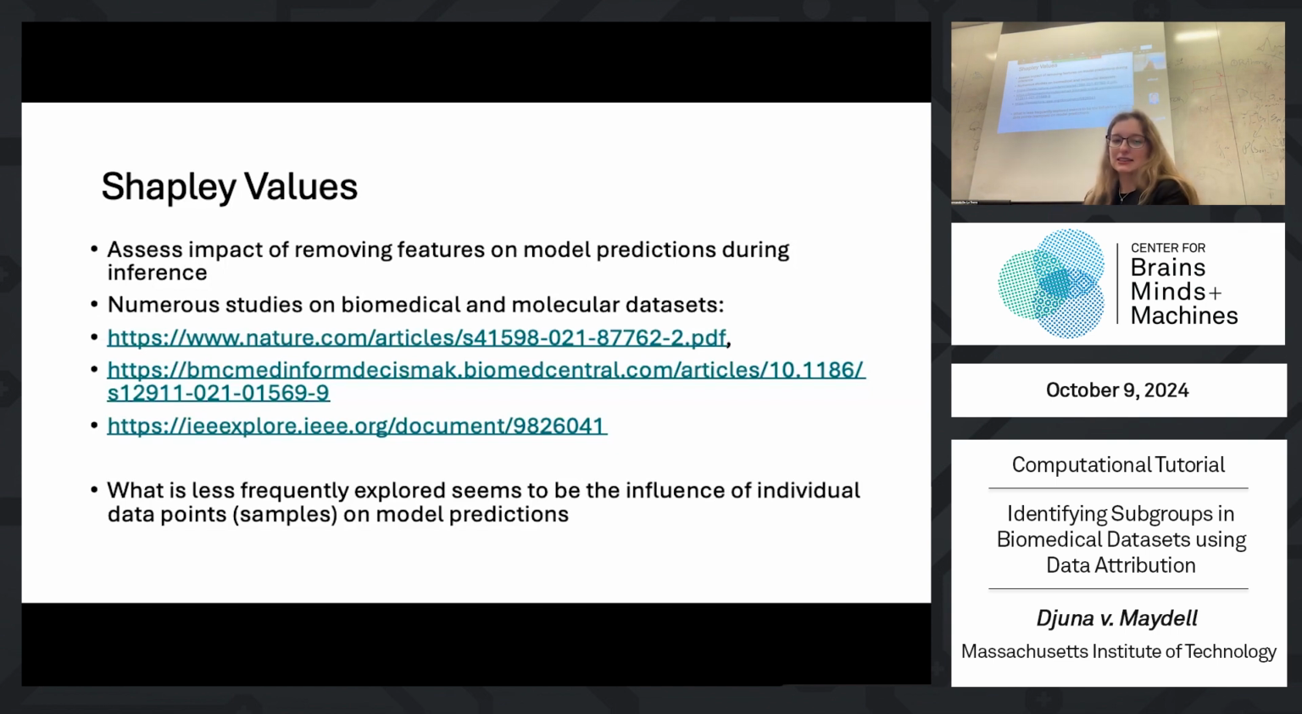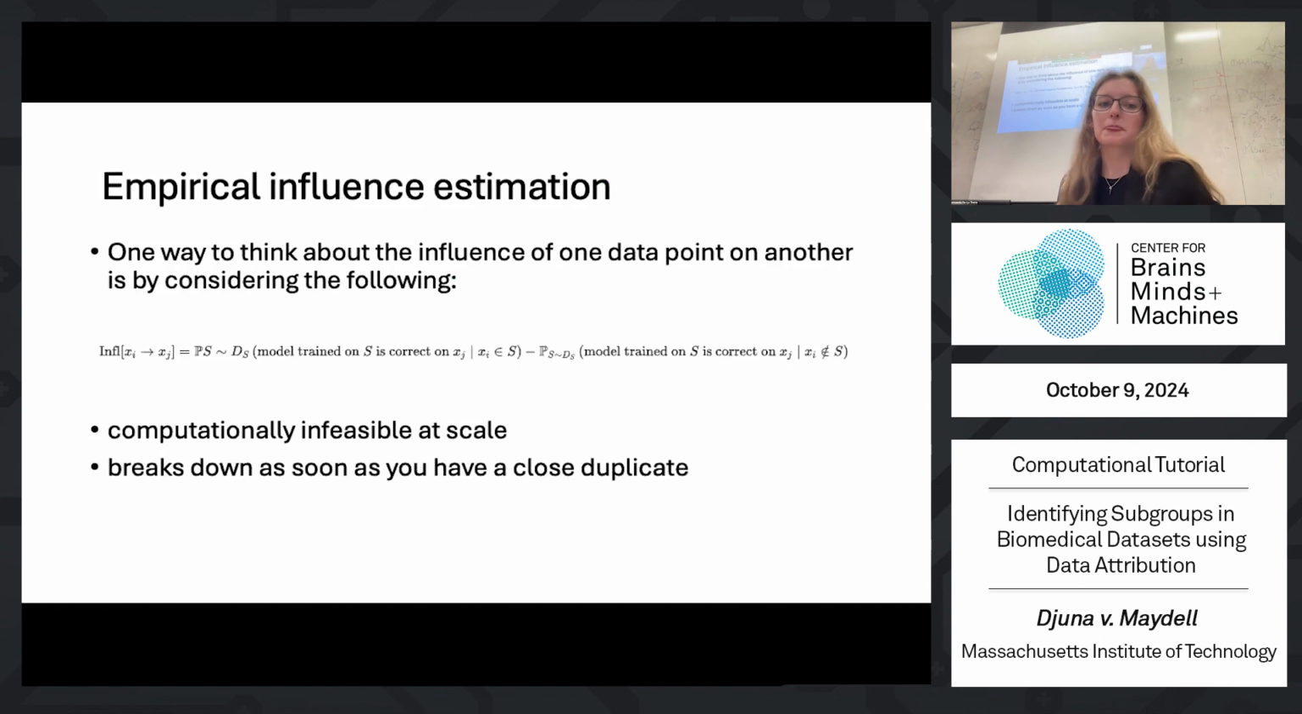But what I think is less frequently explored in my subfield is the influence of individual data points, so samples, on model predictions. We often think about features, but less frequently we think about how the samples actually influence each other, at least in this domain. So that's where we're going with this. How can we think about the influence of one data point, like a human patient in disease, on another data point in our data set?